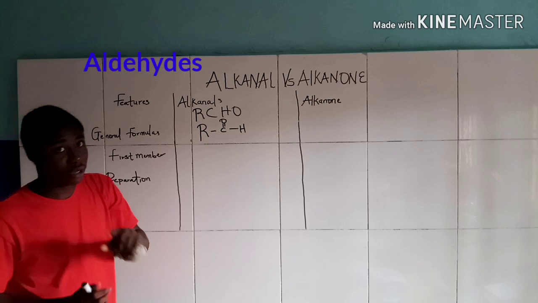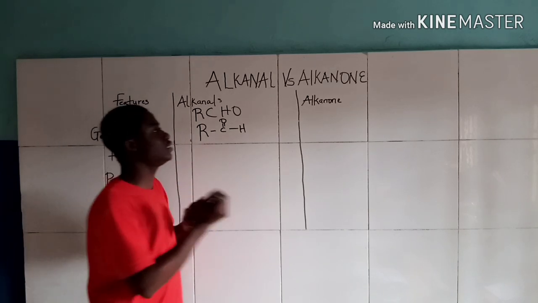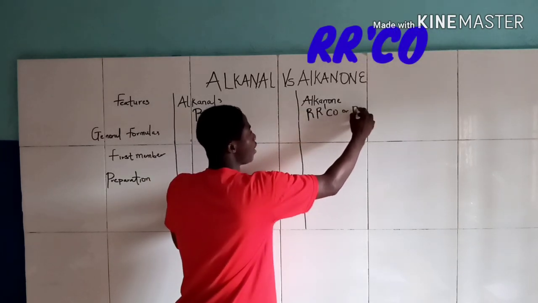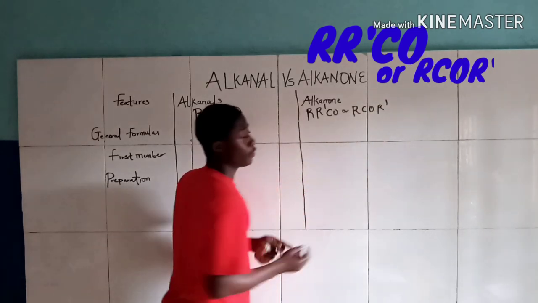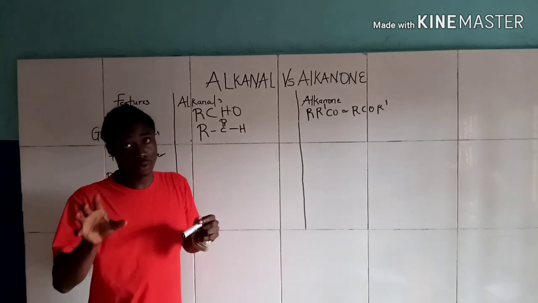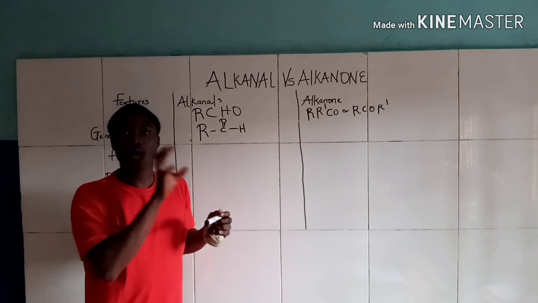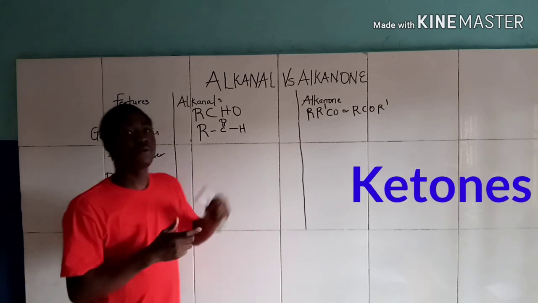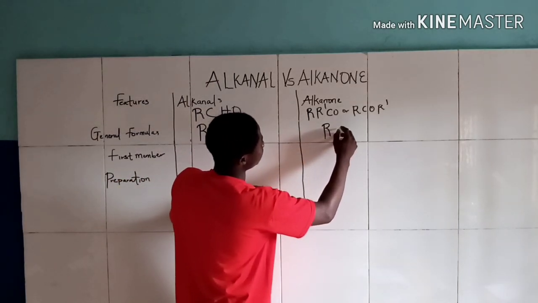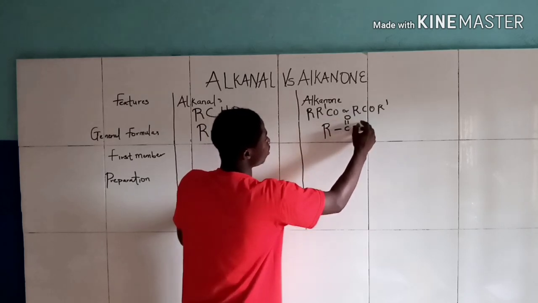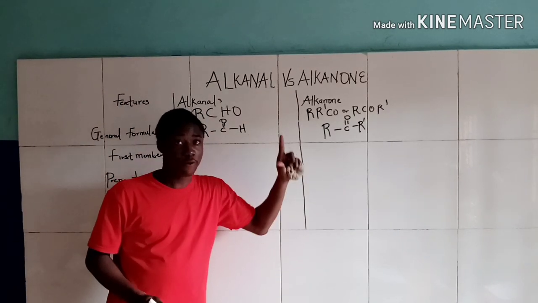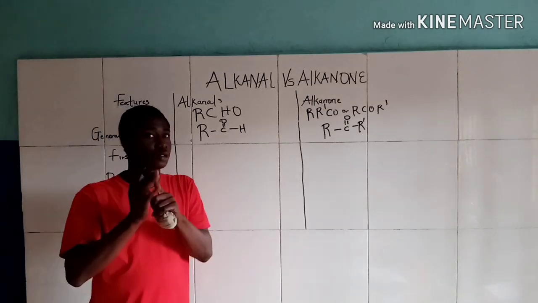Now, moving over to alkanones, the general formula is written to be this, RCOR. This is the general formula of alkanones, whereby alkanones are also called ketones. If we have to draw the structure, it becomes something like this, R-C-O-R. So this is the general formula of alkanones, also called ketones.